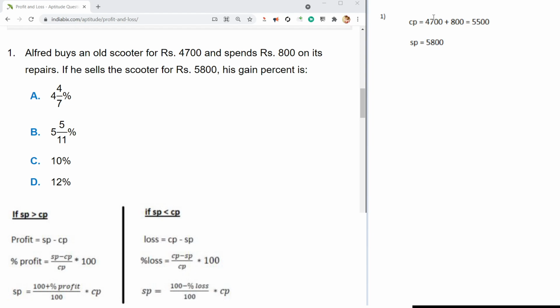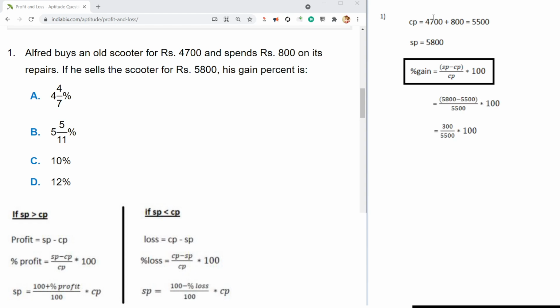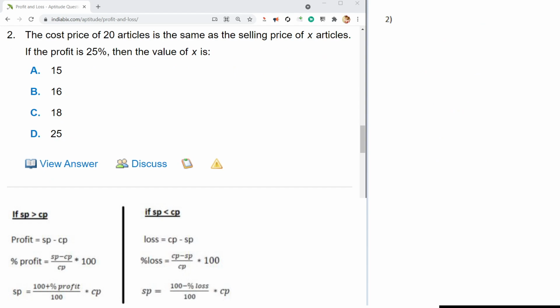His gain percentage, profit equals (SP minus CP) by CP into 100. Simply substitute the values in the formula. Then we get 300 by 5,500 into 100, which is 60 by 11, equals 55 by 11. Option B. Option B is the correct answer. Let's see problem number 2.